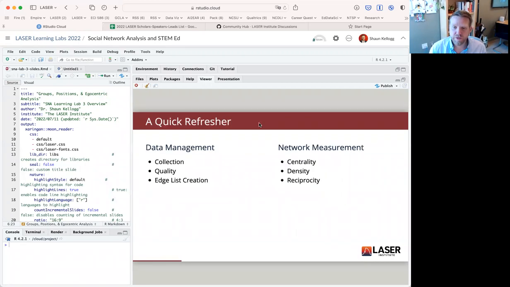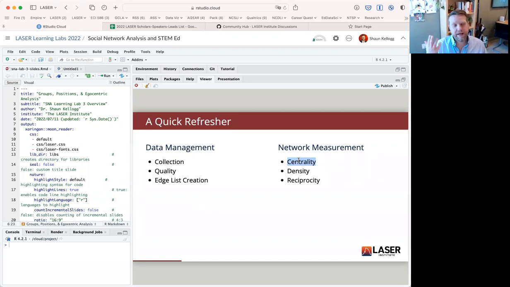All right, so quick refresher. In previous labs, we covered data management, like how we go about collecting network data, how we store it in actual files, and differences between edge lists for storing and capturing relations between people, and matrices too as another way to store relations between people. We also introduced concepts and ways to measure them called centrality, density, and reciprocity. Centrality in particular is really core to network analysis.